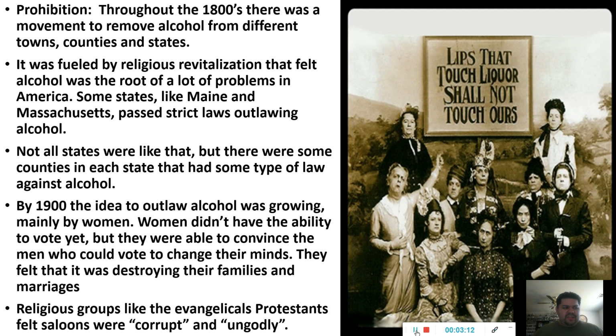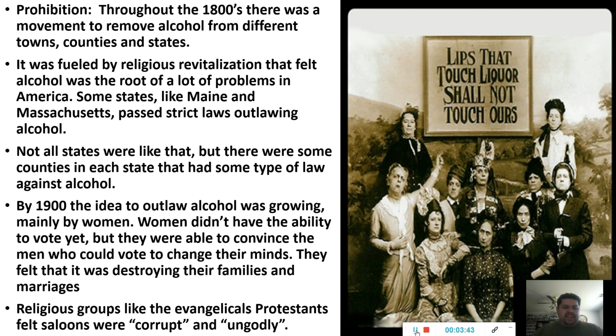And so they said, you know what? If we got rid of alcohol, then the men wouldn't be the way they were when they got home, slopping drunk and angry and things like that. And on top of that, they would lose money, so they would have more money in their pockets. So some states actually stepped up and said, you know what, we're putting laws outlawing alcohol. States like Maine and Massachusetts did that.